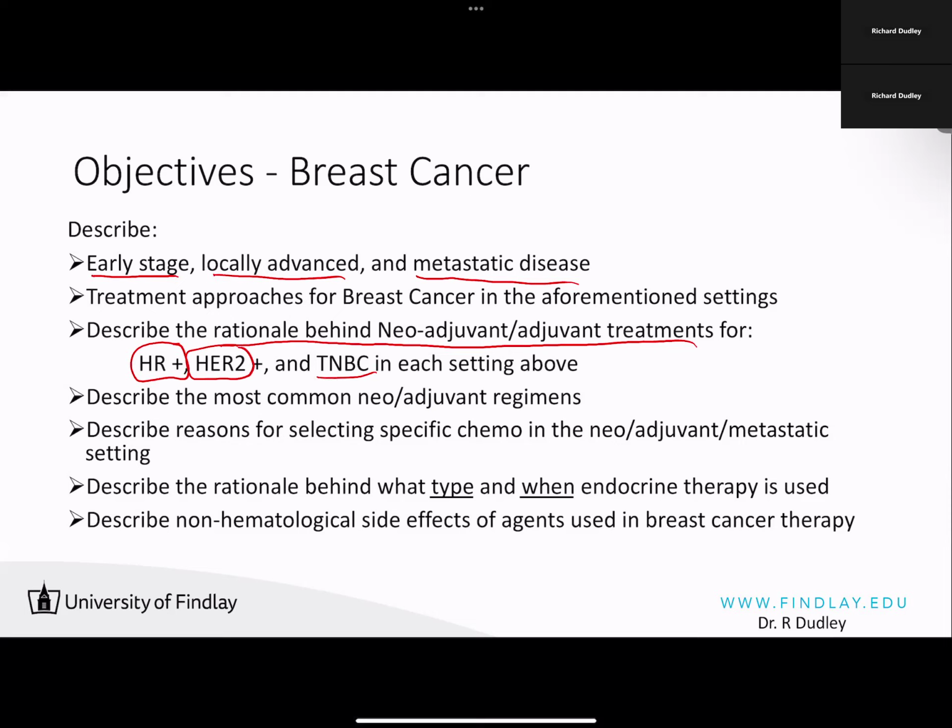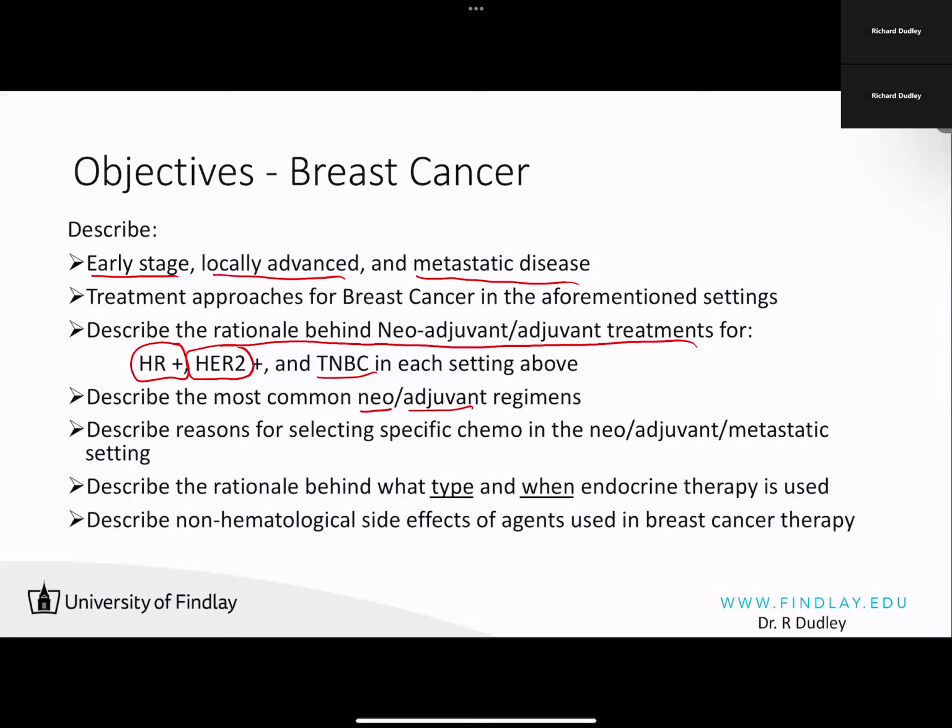In the locally advanced setting, we have neoadjuvant therapy. In early stage disease and locally advanced, we have adjuvant therapy. So we'll talk about the various regimens that are used for each of the breast cancer settings. And then when we get into the metastatic setting, there's a lot of different treatment approaches. We'll get there.